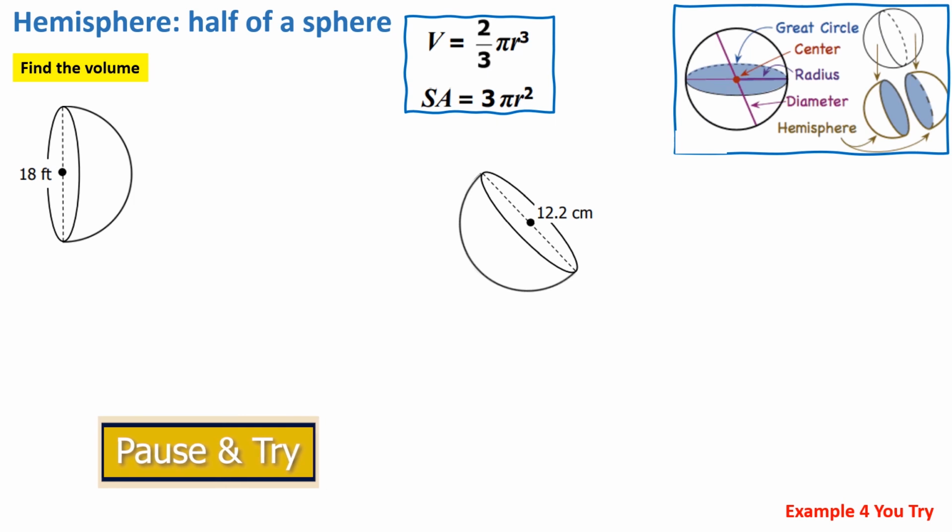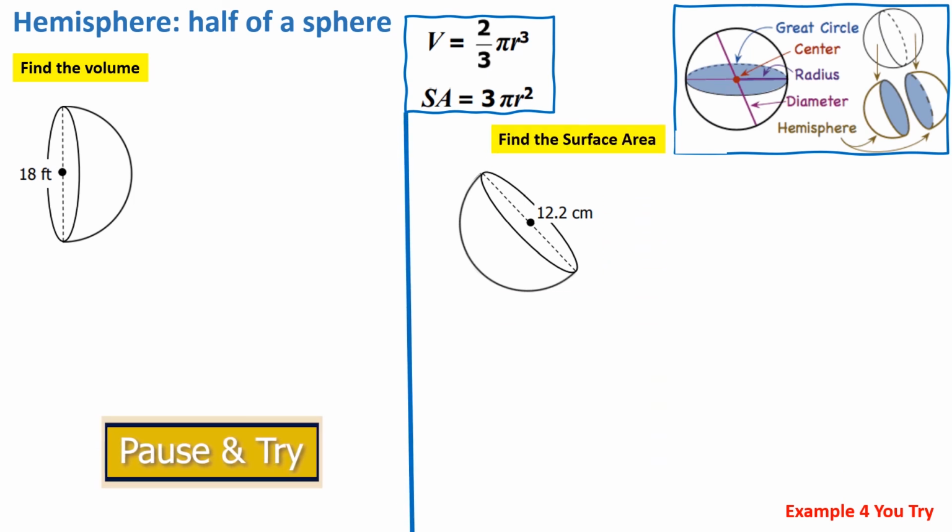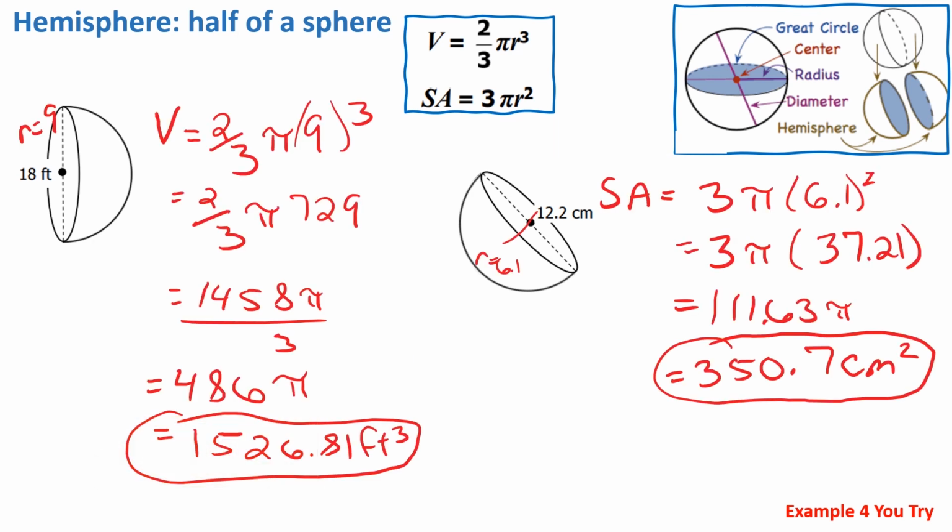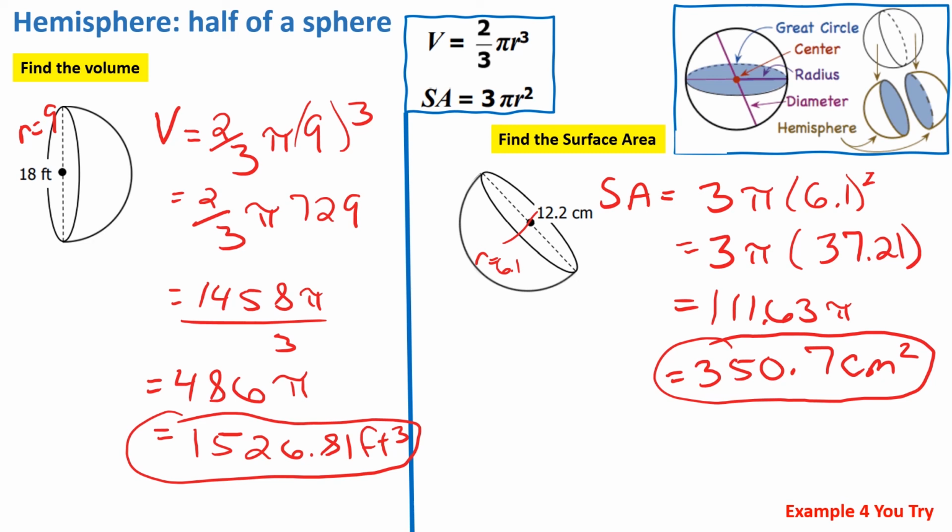So of course, you know I'm going to ask you to solve problems on your own. So go ahead and pause the video and find the volume and surface area of these hemispheres. Alright, so for the first one, the volume, you should have gotten 1,526.81 feet cubed, and the surface area of the second hemisphere, 350.7 centimeters squared. So hopefully you got them correct. If not, pause the video, analyze the work here a little more, see if you can get these correct answers. But I hope you got them correct the first time.